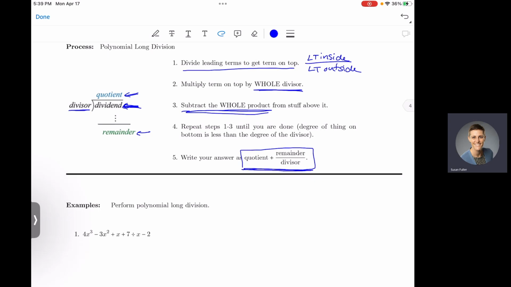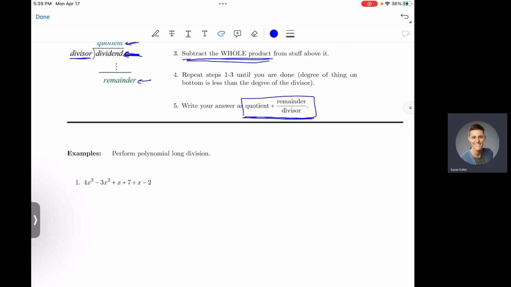All right, so let's actually try this. We're going to perform polynomial long division with this: 4x to the third minus 3x squared plus x plus 7 divided by x minus 2. The thing that you're dividing by is your divisor, and the thing that comes first is your dividend. This is the part that will go underneath your division bar. And then the thing you're dividing by, your divisor, goes on the outside. So we'll set that up.